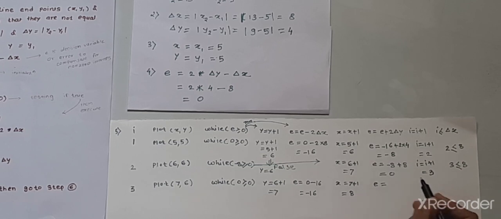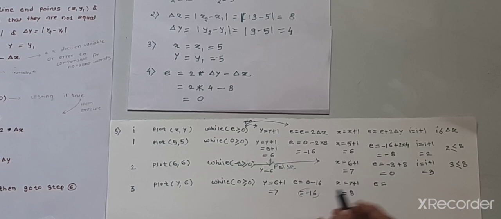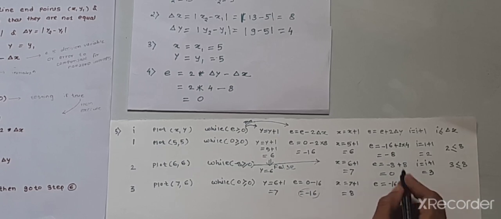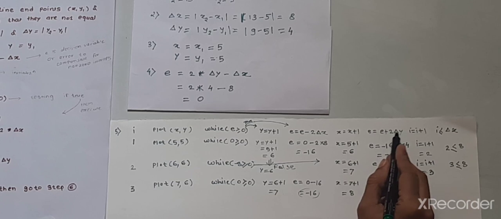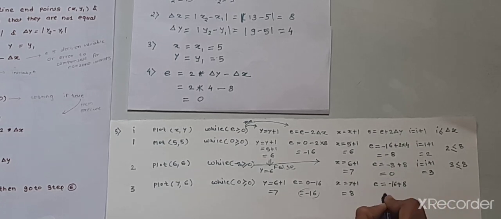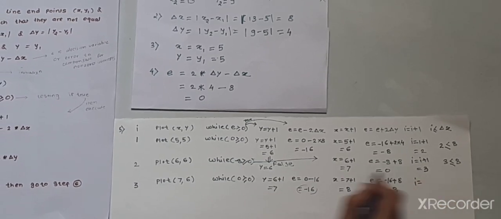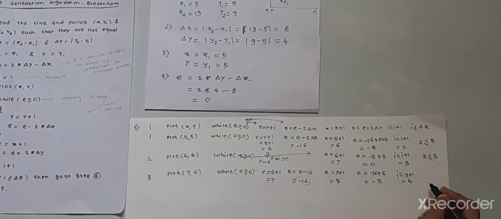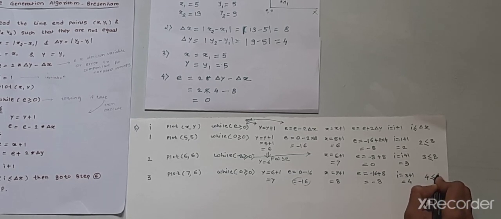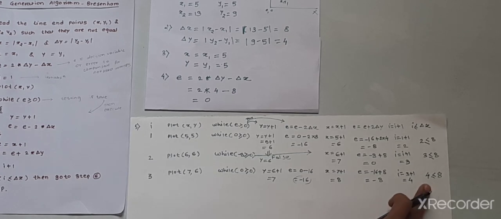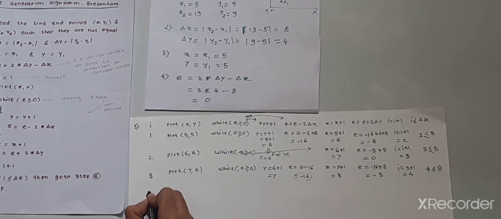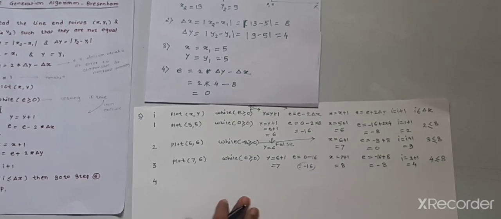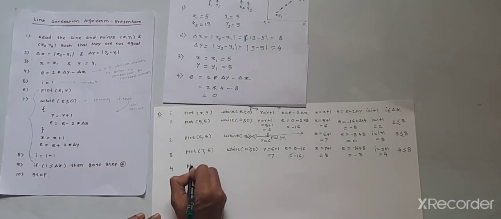Similarly, e is equal to, what is the formula? e plus 2 delta y. Previous value of e that we get here as minus 16. So minus 16 plus here 2 into delta y, we are getting 8 is equal to minus 8. Once again, i is equal to, previous value of i, that is 3 plus 1. Answer as 4. So we have to check 4 is less than equal to 8. Condition is true. Means once again we want to repeat. So step number 4.